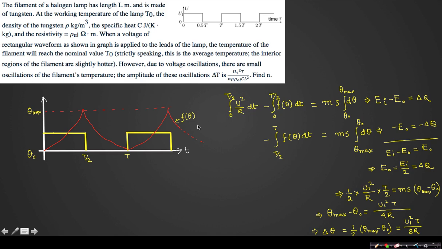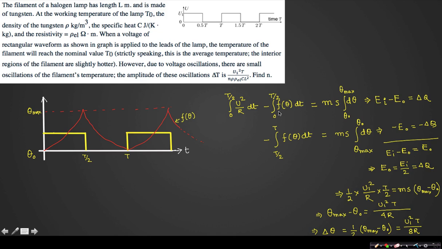But while you are supplying this power to the filament, at the same time the filament also loses energy to the surroundings. Mostly I will consider this to be radiation, because it is not mentioned that it is in contact with something else. So by radiation it loses power. Now, what is the function of this energy dissipation? That is not mentioned in your question.